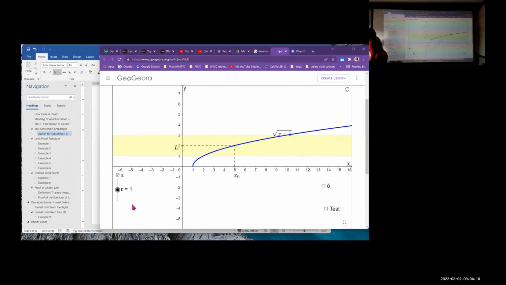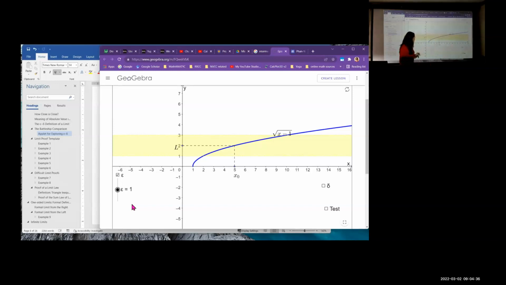Let me close the window so it's not so bright. That's a little better. Okay. So what that means is near the limit 2, I can go within 1 above up to 3 and within 1 below down to 1. And that creates this yellow band that you see all the way across the graph.